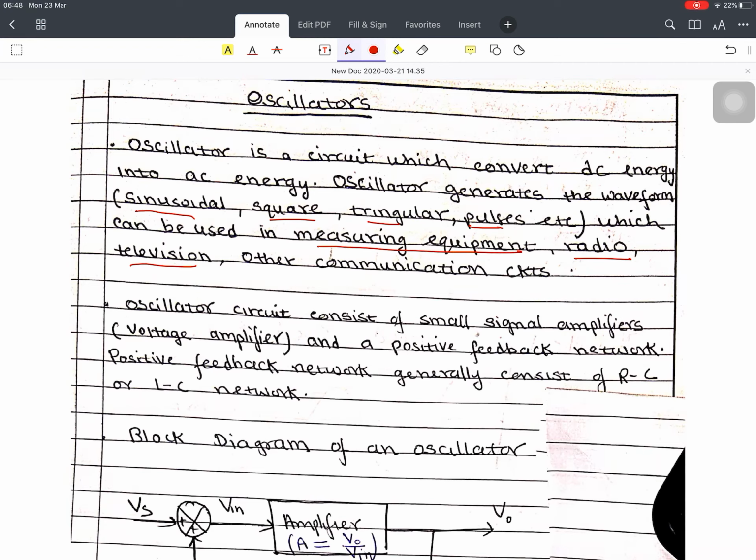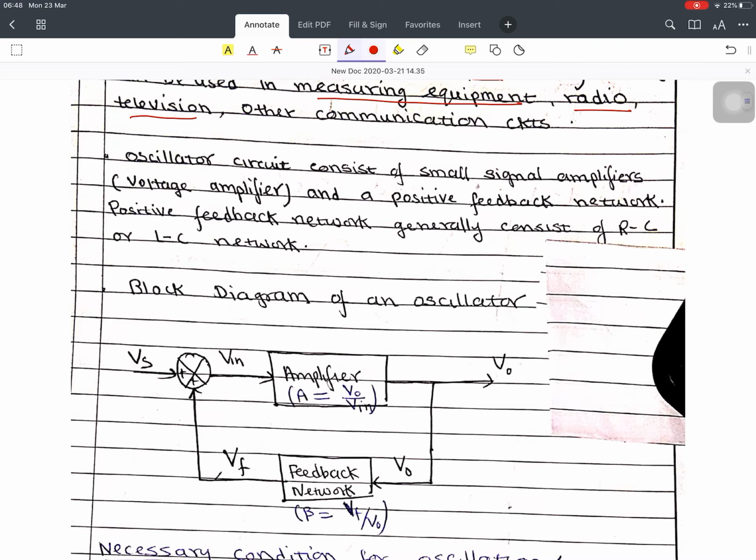Now, oscillator circuit consists of two things, two blocks. One is the amplifier and the other one is the feedback network. Now, part of our output is given to the feedback network, and then feedback signal is mixed with the input signal. Now, let's see how it works.